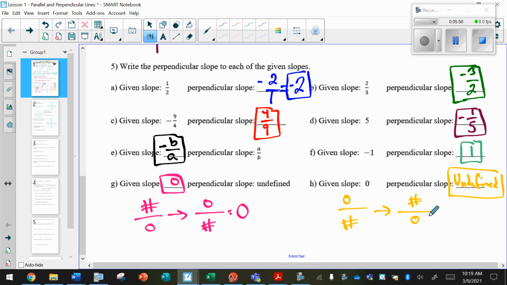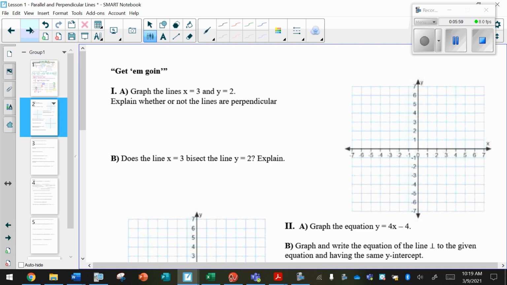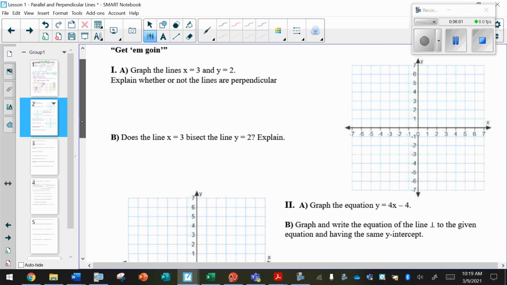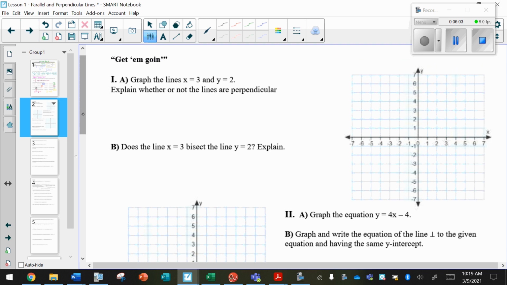Vertical lines have slopes that are undefined. Horizontal lines have slopes that are zero, and we know vertical lines are perpendicular to horizontal lines. So speaking of vertical and horizontal lines, let's graph the line x equals 3 and y equals 2 and explain whether or not the lines are perpendicular.